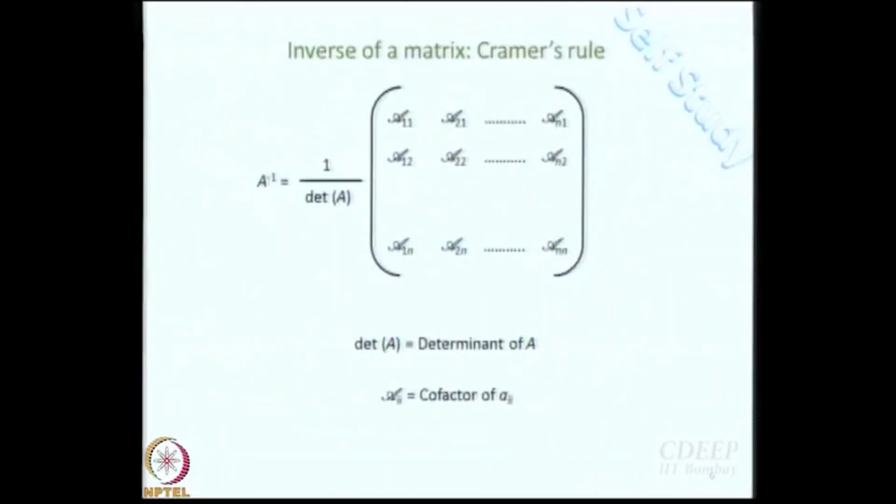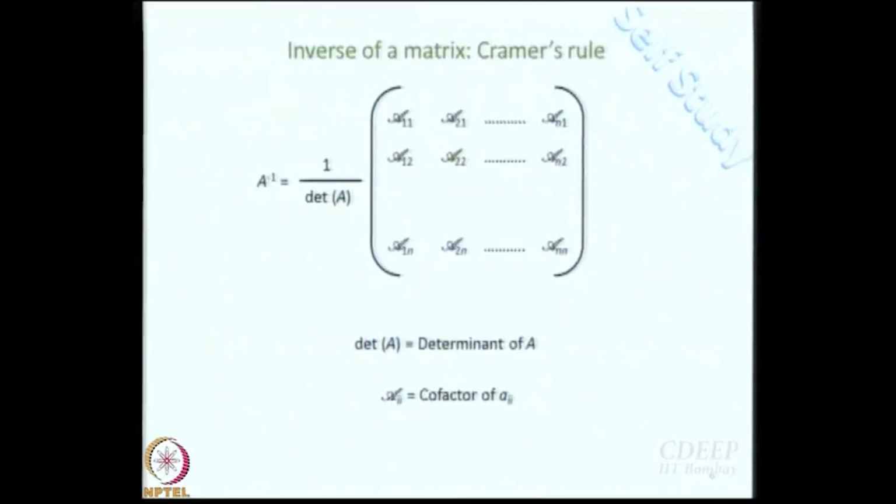What is a cofactor? When I say stylish A11, what do I mean? Take out A, take out the first row and the first column, and whatever is left, make a determinant of it. That is the cofactor. And what about the sign? So, det A is the determinant of A, and these stylish A's are the cofactors of the matrix elements.